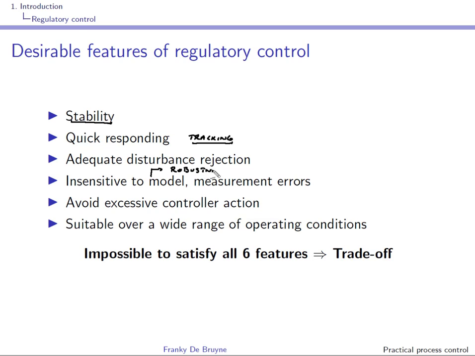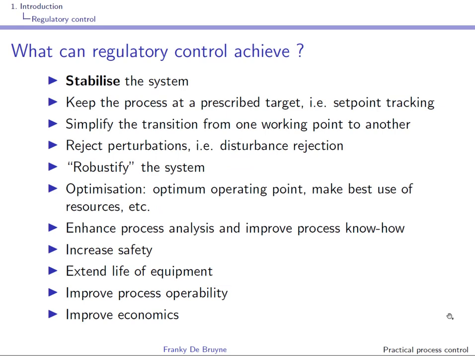It is, of course, important to meet these indices without having an excessive controller action MV. And it is important, if the process is non-linear, that you meet these performance indices over a wide range of operating conditions. In practice, it is in most cases impossible to satisfy all 6 features, so you have to look for a trade-off. Besides stabilizing the system, process control can achieve quite a lot of things.